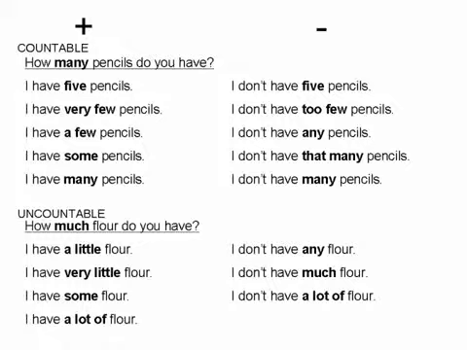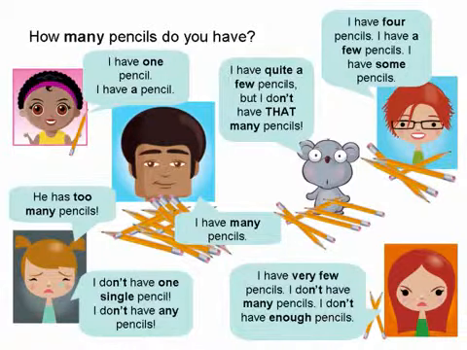So, as you can see, 2 key words for countable nouns are few and many. 2 key words for uncountable nouns are little and much. Let's look at some sample statements for countable nouns.